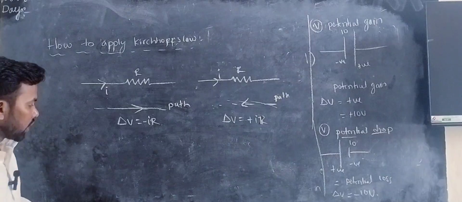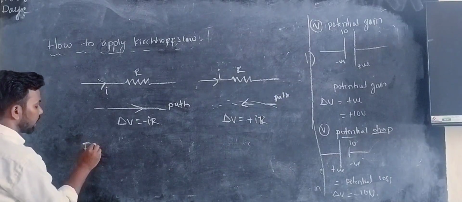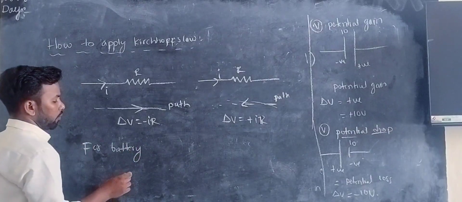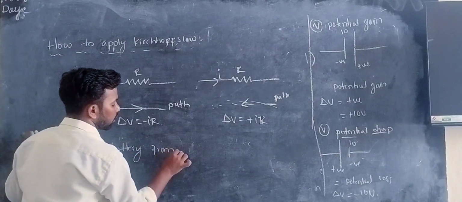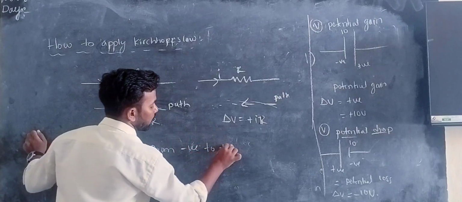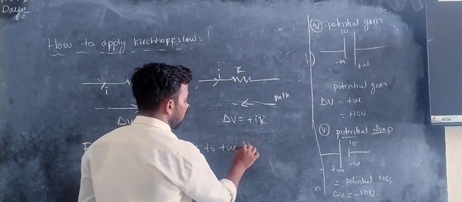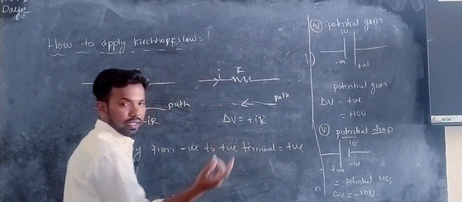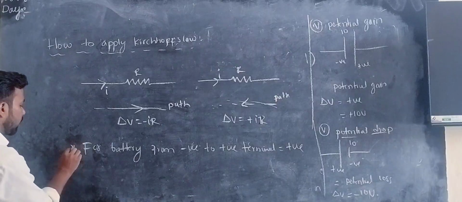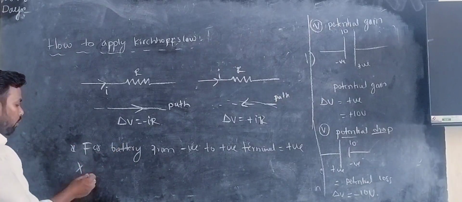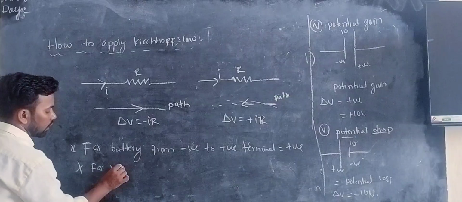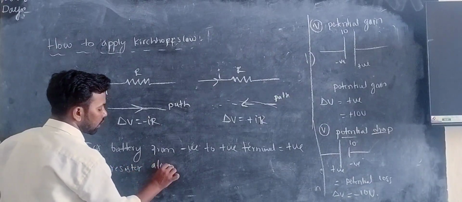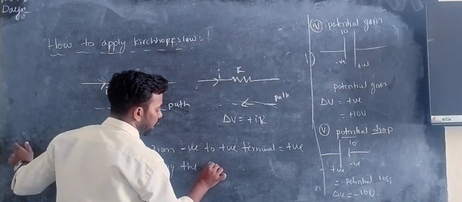So the main things: for a battery, from negative to positive terminal, it is positive; in reverse it is negative. For a resistor, along the same direction, it is negative.